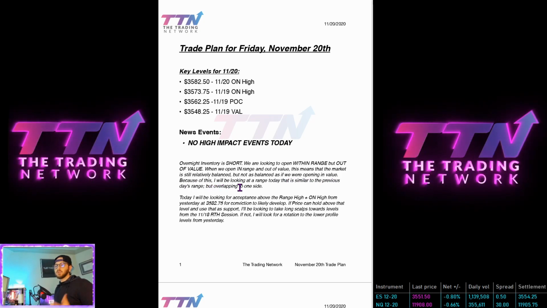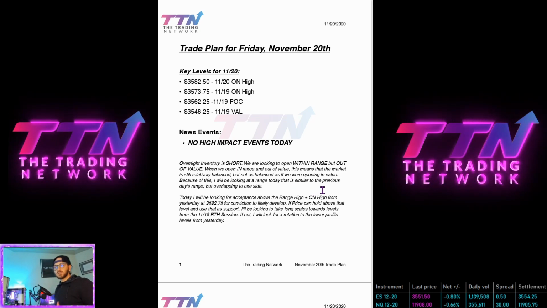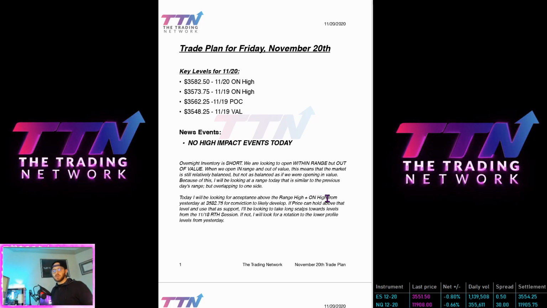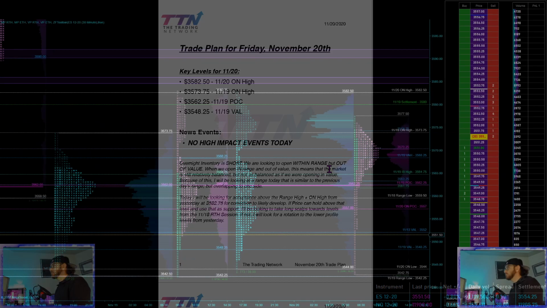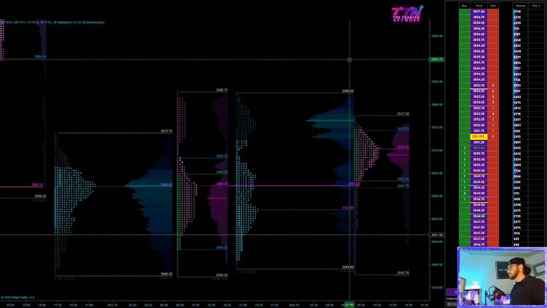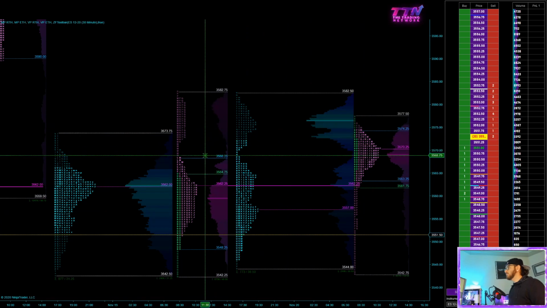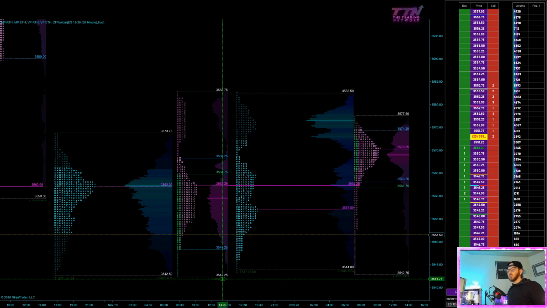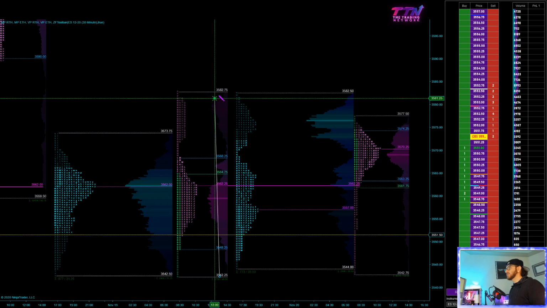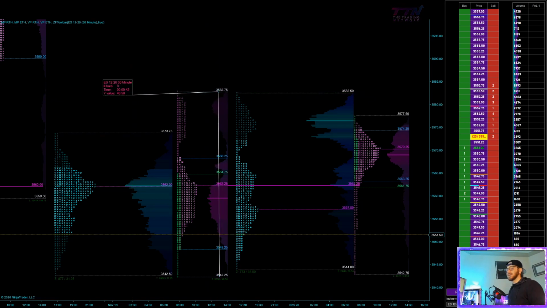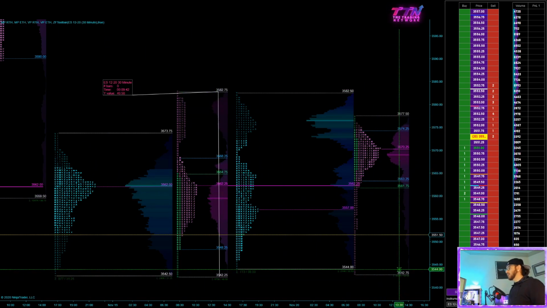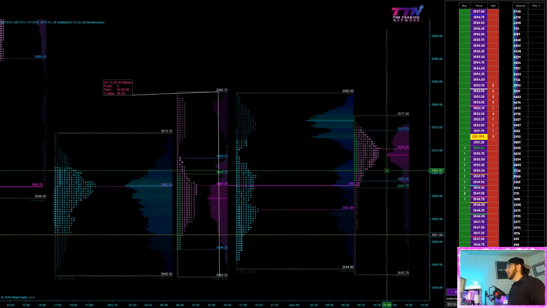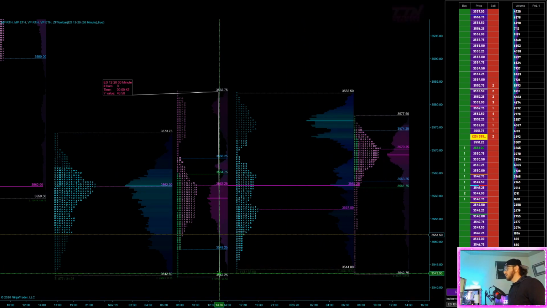Because of this, I will be looking for a range today that is similar to the previous day's range, but overlapping to one side. What that means is that I was looking for one extreme from yesterday to hold. And when one extreme from the previous day holds, typically we get a very similar size range to the previous session.